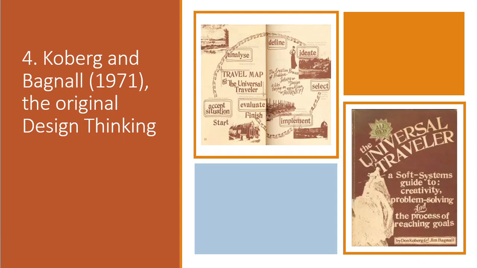And then finally, in our syllabus, we have Cobbett and Batnell, 1971, the original design thinking. Okay, this one is based on the book, The Universal Traveler. So what is the idea of Cobbett and Batnell? So we start with the start. Okay, as you can see in this figure, we start with the word start here. Okay, design thinking, start, and then accept the situation.